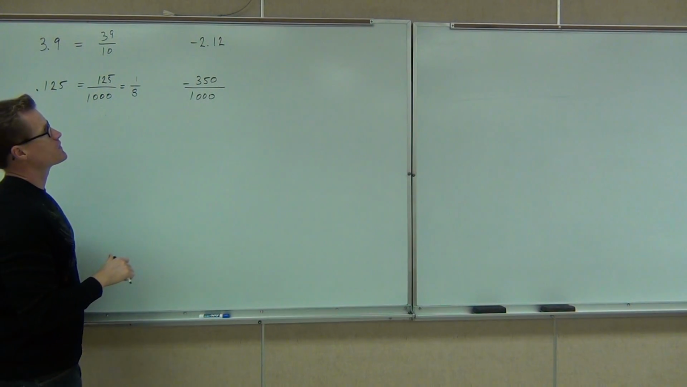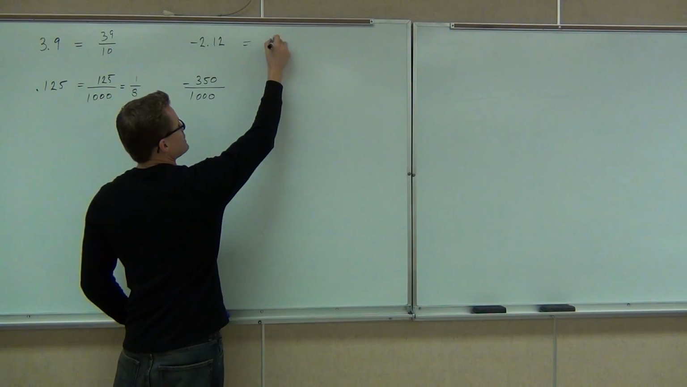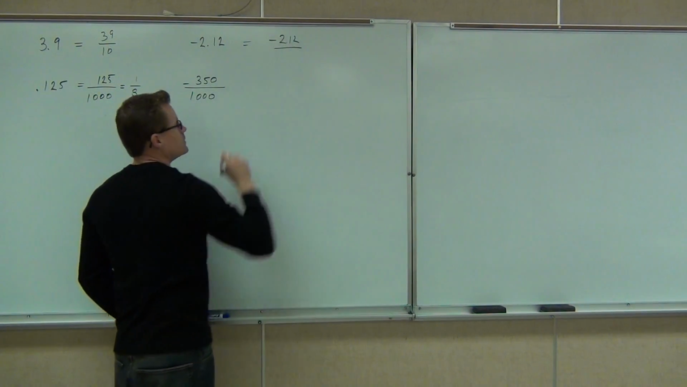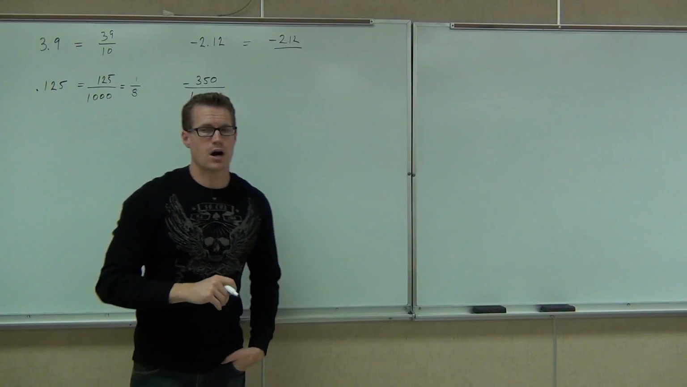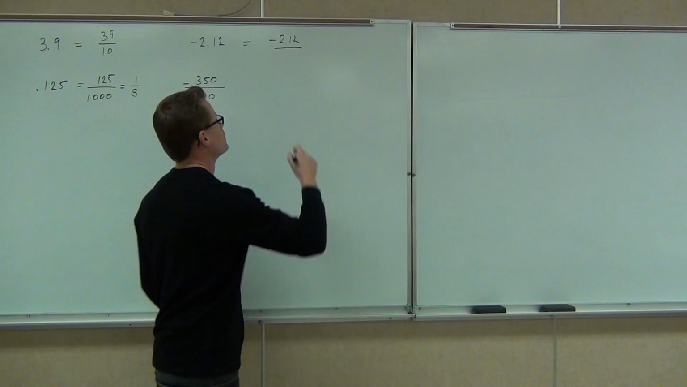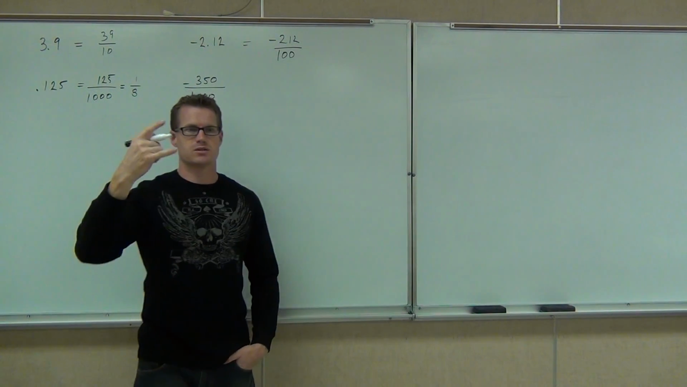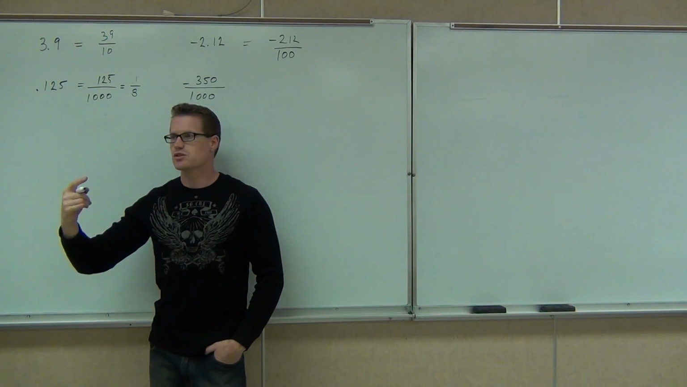Okay, next up we've got negative 2.12. We need to get negative 212. Negative 212 is over 10, over 100, or over 1,000. What do you think? 100. Because you only moved the decimal 2 spots. It ends in the hundredths. You should have it over 100.